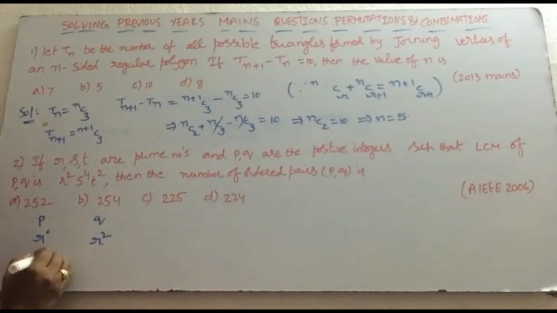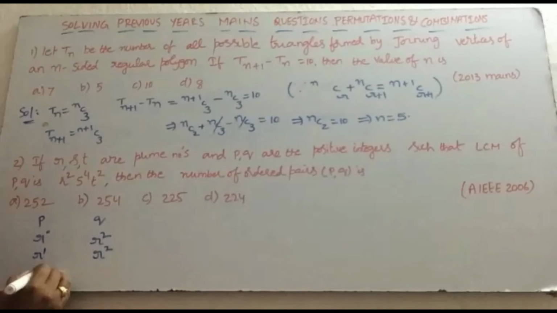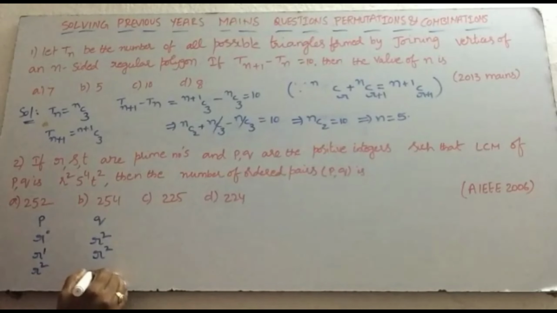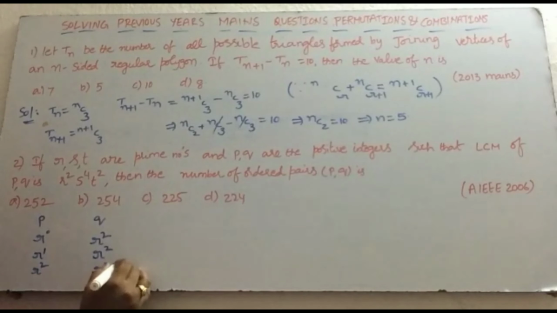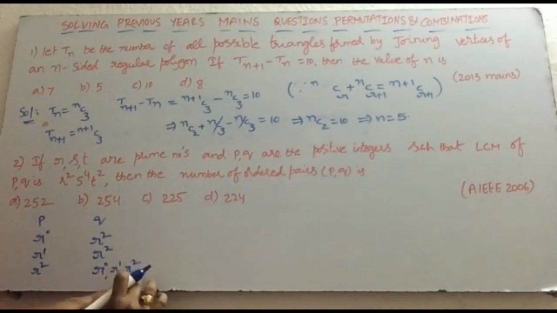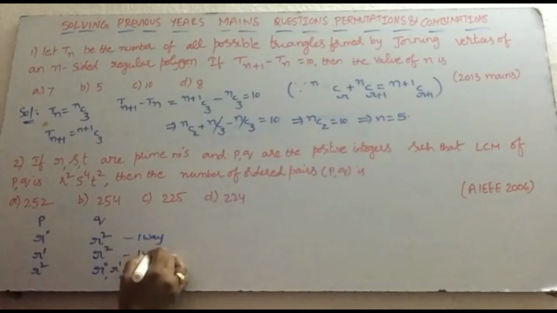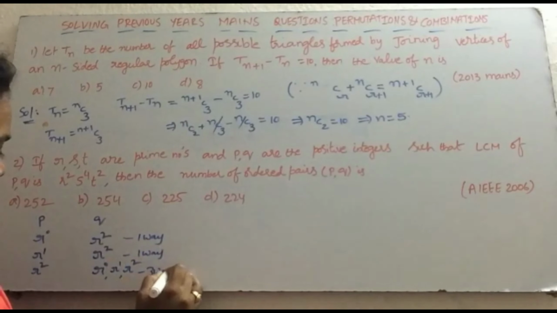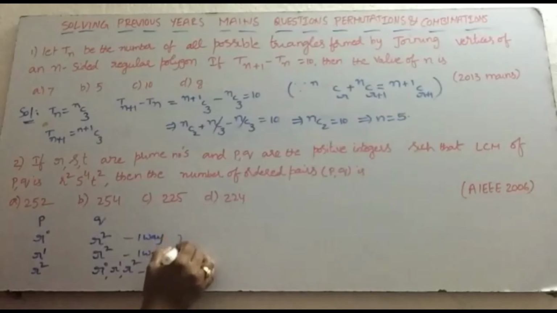If P is R power 1, Q is R square. Here also R square. Here P is R power 0, R power 1, or R square, any of these three. And if P is R square, Q is R power 0, R power 1, or R square, any of these three. So one way, one way, and three ways. For only R, we get a total of 5 ways.